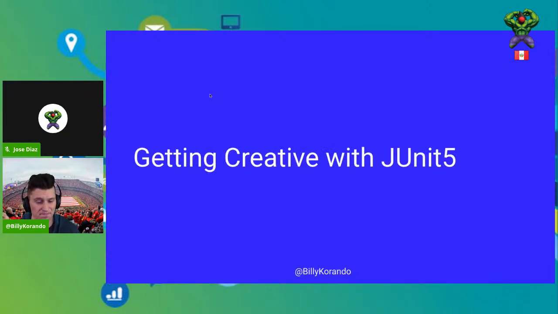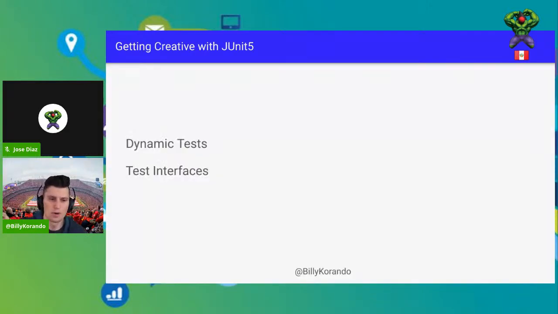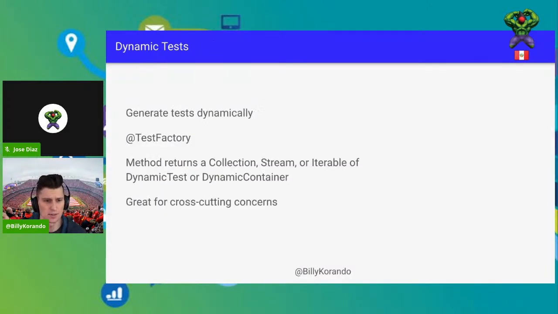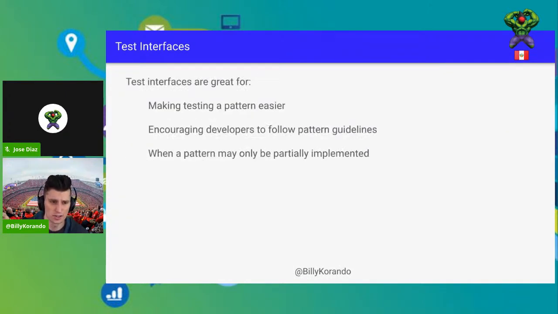The final topic I want to cover is there's also some ways to get really creative with JUnit 5, just new things that really weren't available in JUnit 4 and weren't really noticeable functionality gaps. So I want to cover dynamic tests and test interfaces. So dynamic tests allow tests to be generated dynamically. You would annotate a test method with @TestFactory, and then that method will return a collection, stream, or iterable of what's a dynamic test or dynamic container type. And these would be really great for cross-cutting concerns.